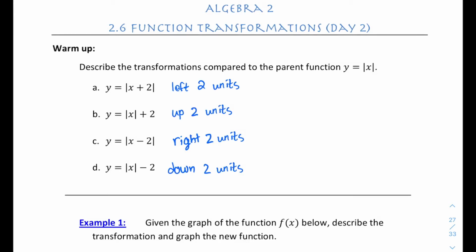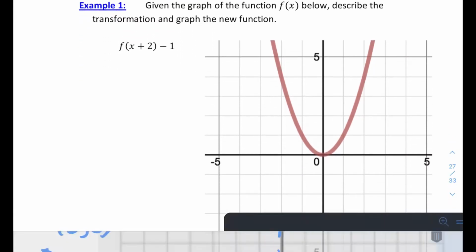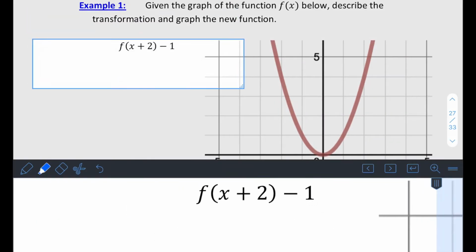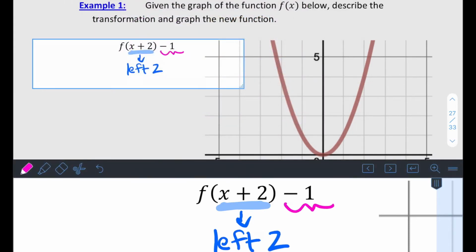So we looked at function transformations a little bit yesterday. Your warm-up should have looked like that. If I have the graph of this function f of x and I want to graph f of x plus 2 minus 1, first off, think about the fact that if you're changing it to x plus 2 for your input, that's actually going to translate your function left 2, and the minus 1 on the outside is going to translate it down 1 for all of its points.